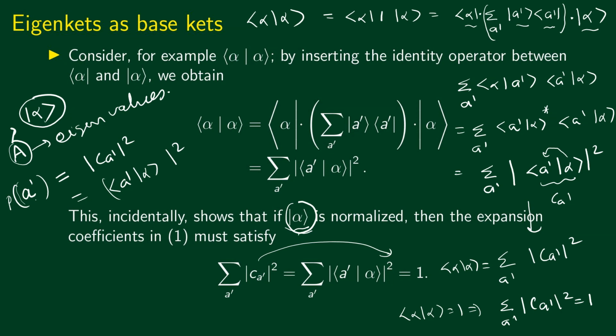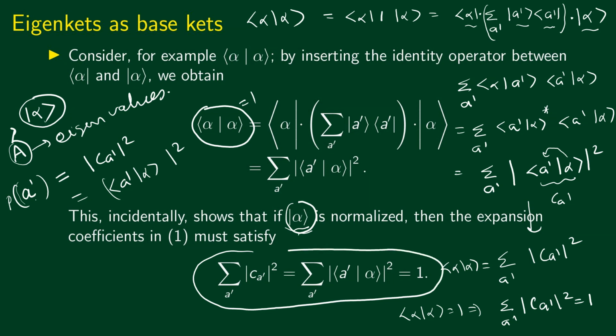So the normalization condition that we used earlier, bracket alpha alpha is equal to 1, we'll see later that this is actually a statement about probabilities. Incidentally, this Ca prime will be called the probability amplitude. Modulus Ca prime square is the probability. Ca prime itself will be called the probability amplitude. In other words, bar A prime ket alpha will be called the probability amplitude for measuring a particular eigenvalue A prime on the state ket alpha.